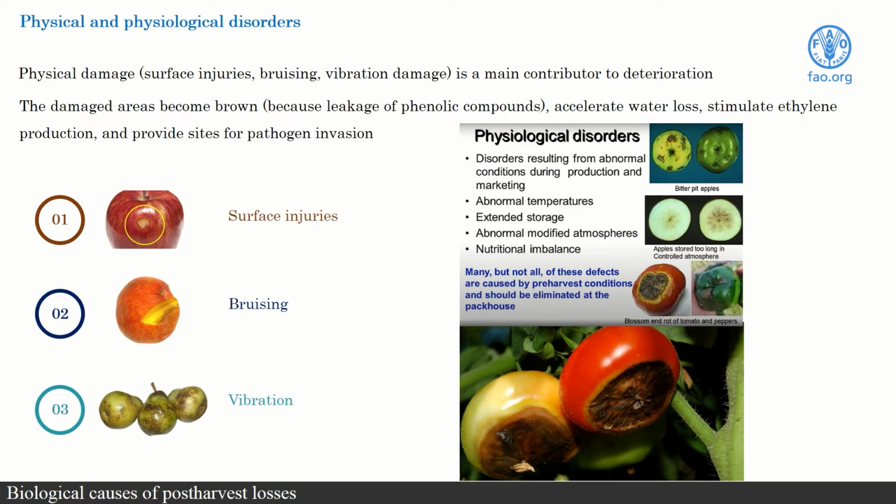The other contributor to deterioration is physiological disorder. Disorders result from abnormal conditions during production and marketing. Abnormal temperatures, extended storage, abnormally modified atmospheres, and nutritional imbalances are causes of physiological disorder. Many of these defects are caused by pre-harvest conditions, and they could be eliminated at the packhouse during sorting and grading. A water-soaked spot at the blossom end of tomato fruit is the classic symptom of blossom end rot.